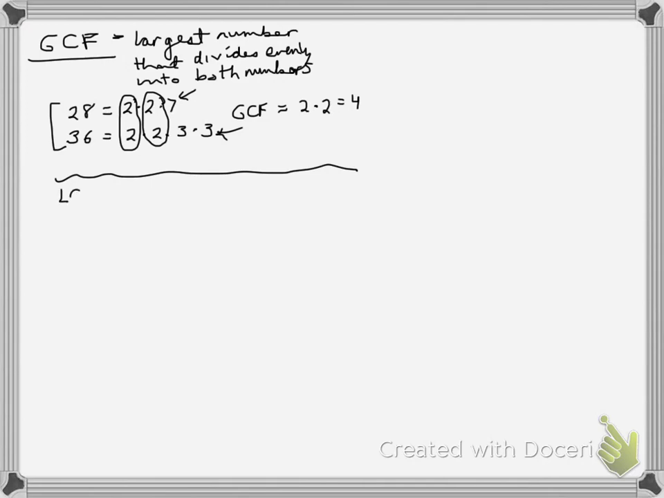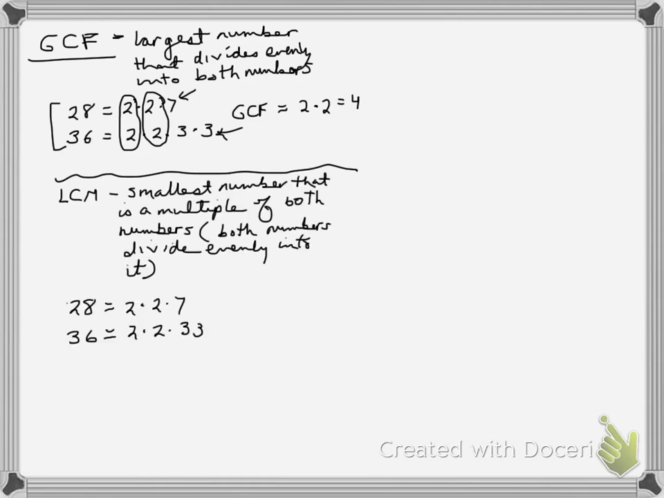So the least common multiple, its definition will be this. Notice it's the smallest number. The greatest common factor, it's the largest number. We see that right in the words or the phrase. The least common multiple, the smallest number that is a multiple of both numbers. That means both these numbers divide evenly into it.